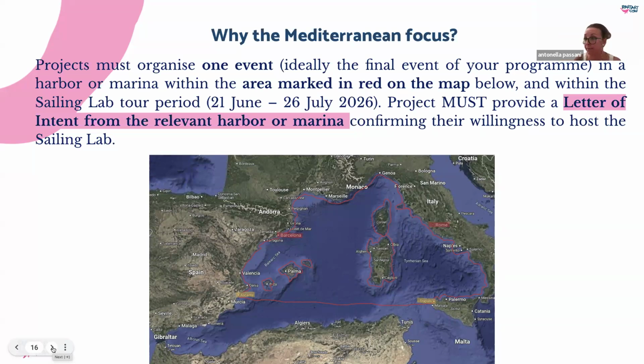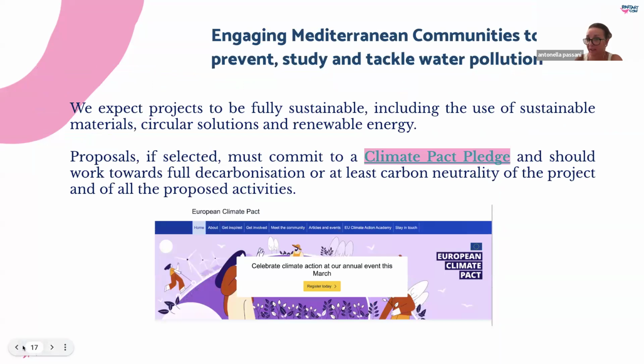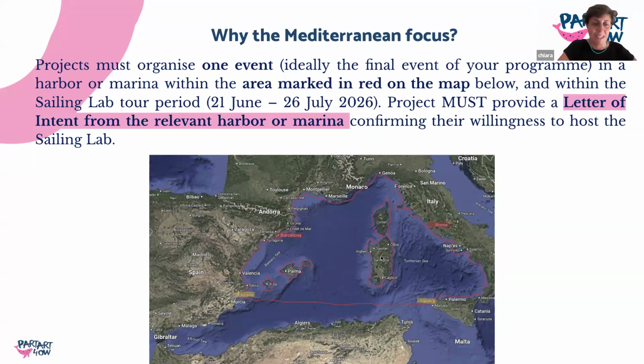So the area is entirely from Trapani to Alicante, and it encompasses Italy, France, and parts of the southern coast of Spain. Okay, yeah. And the islands as well, of course. Yeah, as well. So, just to be very practical, you can have your final event in Alghero. You cannot have your final event in Catania or Murcia or Malaga. Okay? It has to be inside the red area.